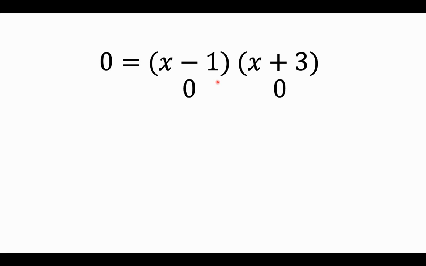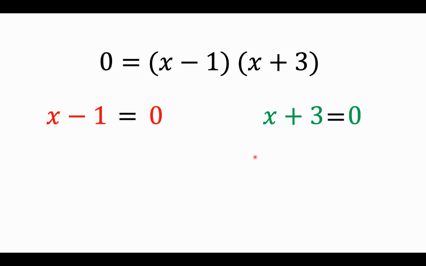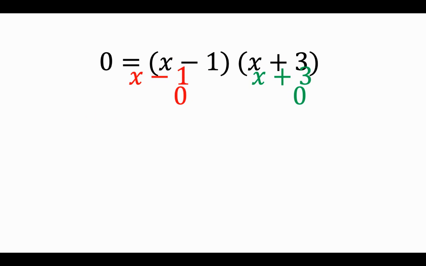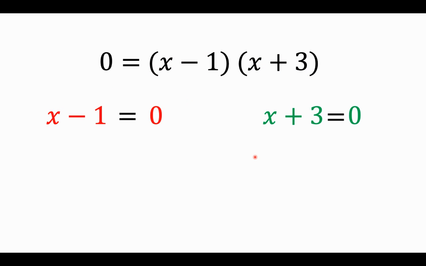So basically what's going to happen here is we now can set up two separate equations. We can focus in on this side and we can focus in on this side. I made it green and red to exemplify that. So either x minus 1 is equal to 0, because this whole thing would be 0, or x plus 3 is equal to 0. So now I have two very simple equations to solve. And you probably don't even have to show your work at this point. You can just do mental math if you wanted to.